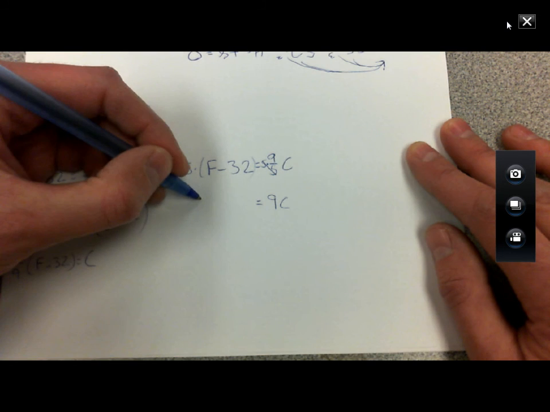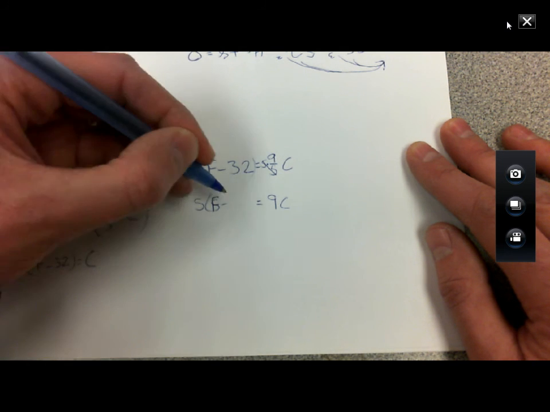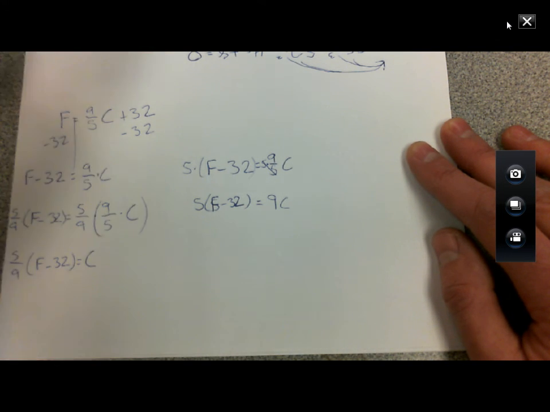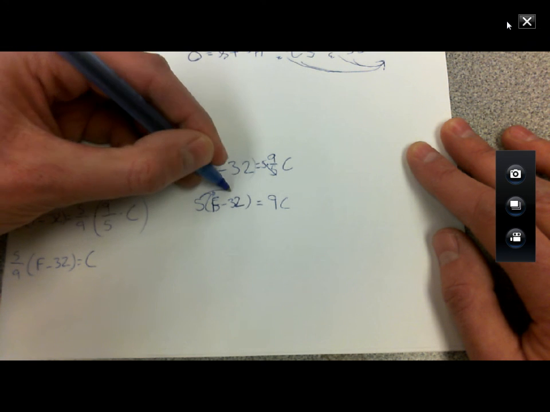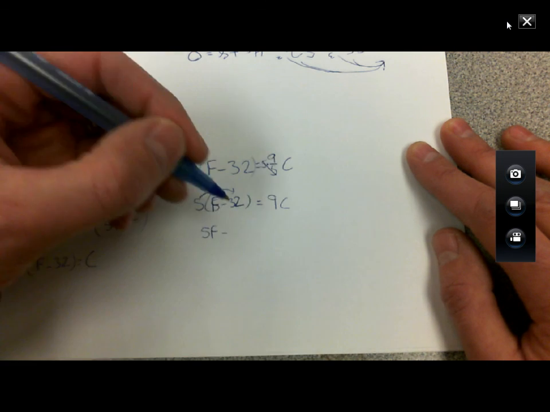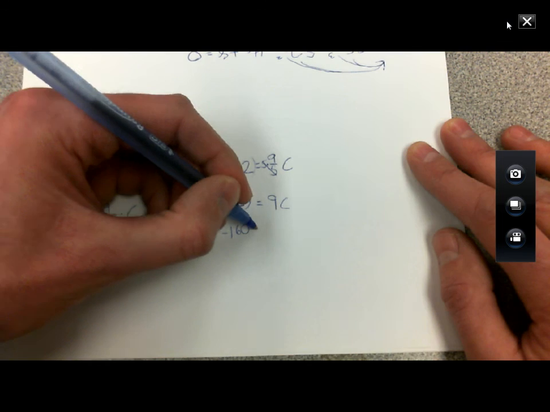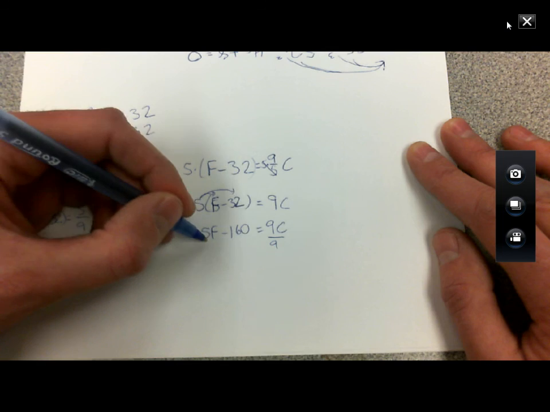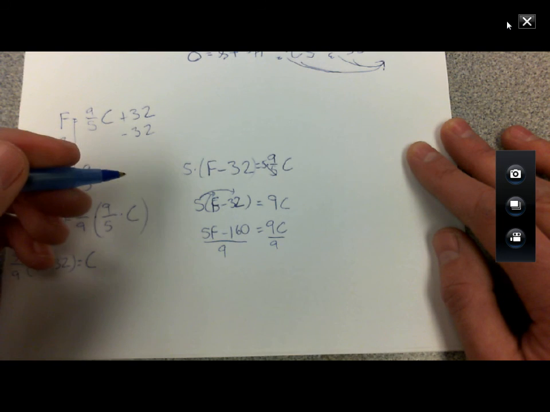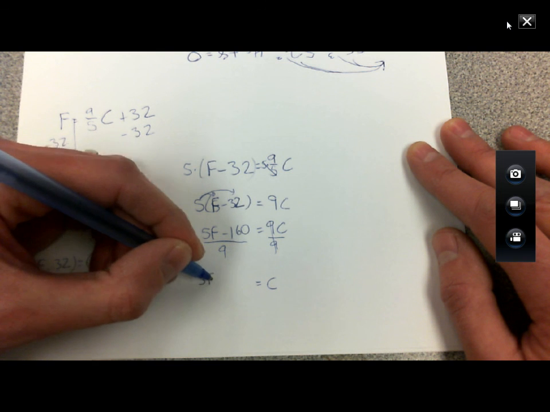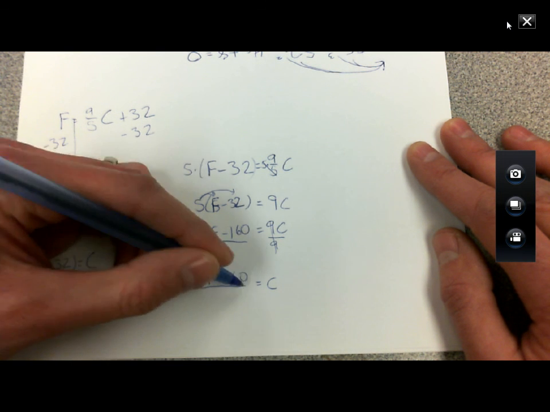So I've got 5 times f minus 32. And you'll notice it's starting to look a little bit like my result over here with that times 5. And you could distribute through. So you can multiply everything by 5 and get 5f minus, what would that be, 160 equals 9C. And then we still need to get C by itself, so I could divide both sides by 9. Divide everything by 9. The entire side needs to be divided by 9. 9 divided by 9 is 1. I'm left with C equals 5f minus 160 all over 9.